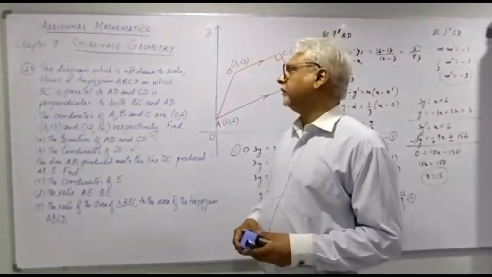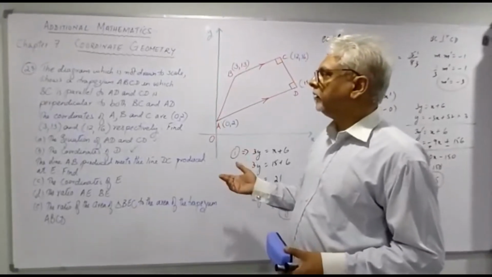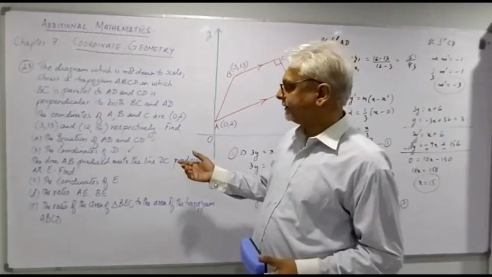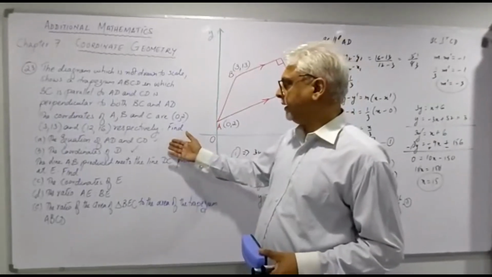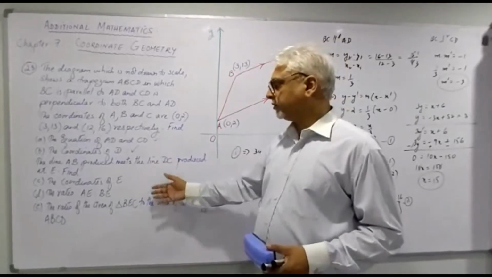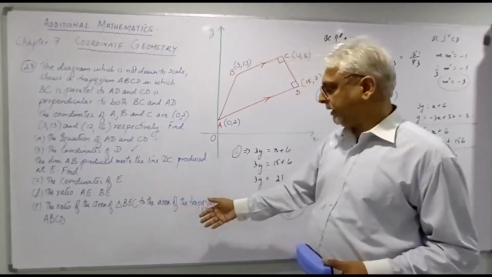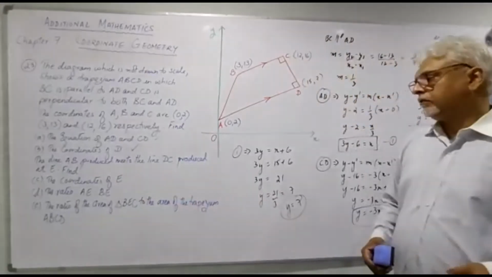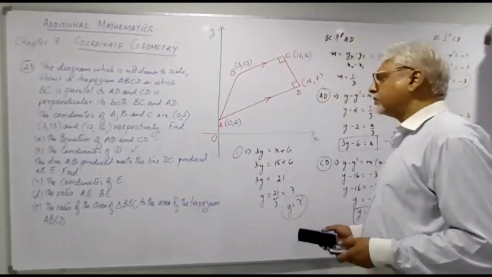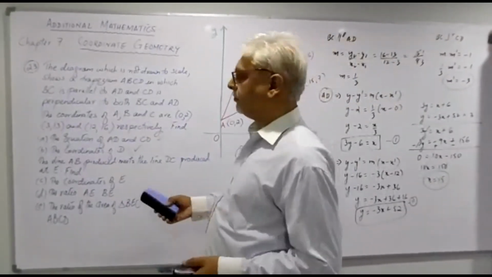Last time we started off with question 23, and we solved the first two parts, the equation of AD and CD and the coordinates of D. Today I'll complete this question and solve the remaining three parts: the coordinates of E, the ratio of AE to BE, and the ratio of the area of triangle BEC to the area of the trapezium. So first let me just write down the answers of the ones that we found.